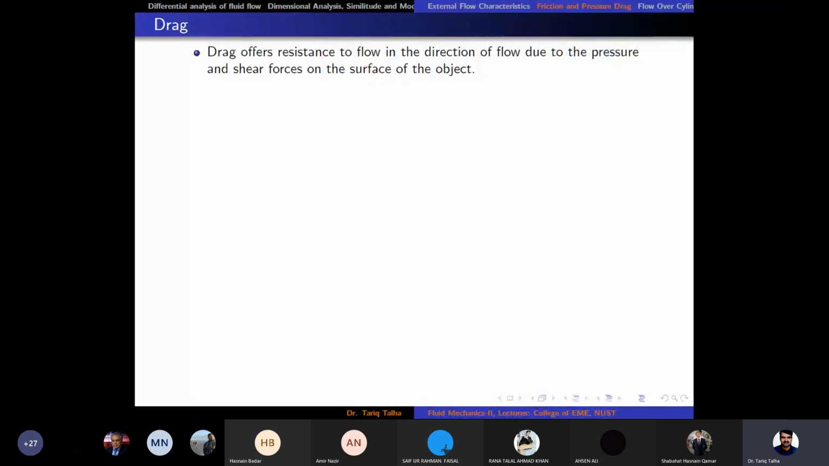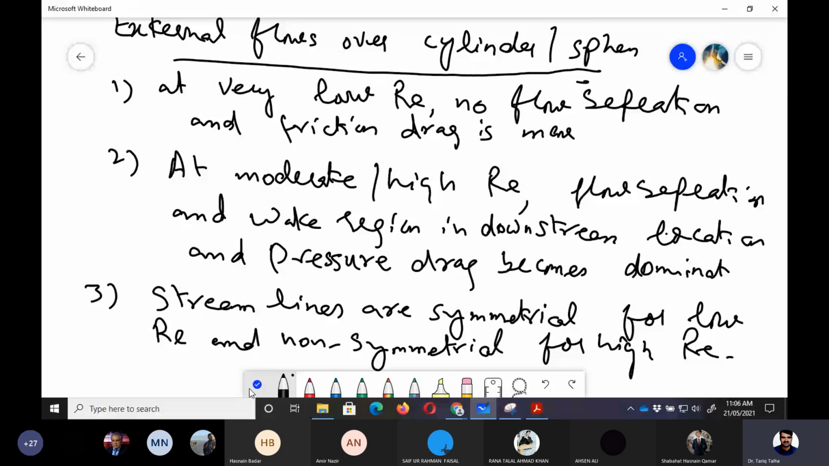So drag is the result of two types of forces. One is pressure force, which is a normal force, perpendicular to the flow direction, and shear force, which is parallel to the flow direction. Right. So as we mentioned in the previous lecture as well, there are two types of drag forces. What are those two types?